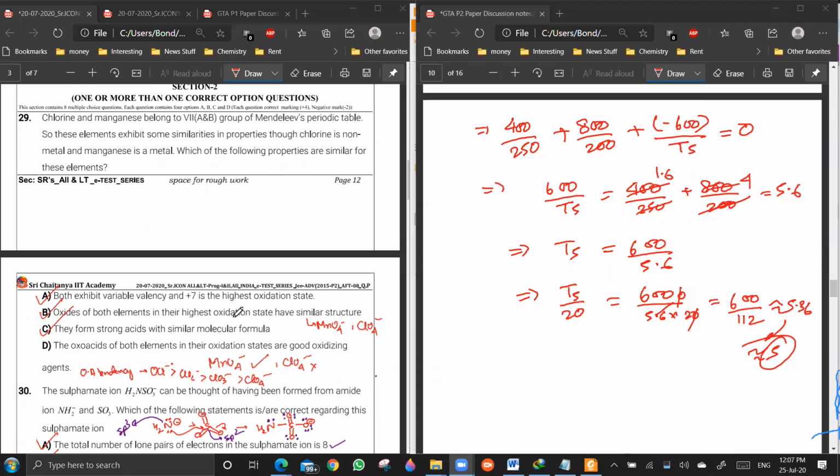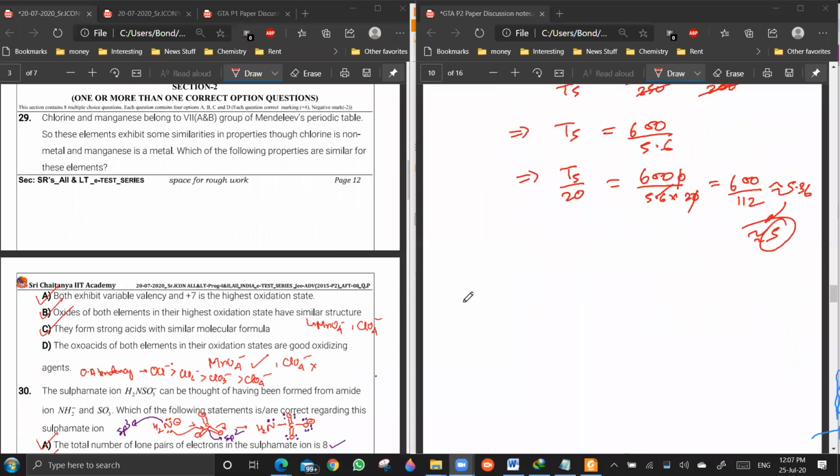Sir, for 29, why is option 4 incorrect? Because you see, MnO4 minus is a good oxidizing agent. ClO4 minus is not an oxidizing agent at all. The reason being, chlorine is in its highest oxidation state only, no? The definition is that if it is in its highest oxidation state, it can behave only as an oxidizing agent. It cannot behave like a reducing agent.